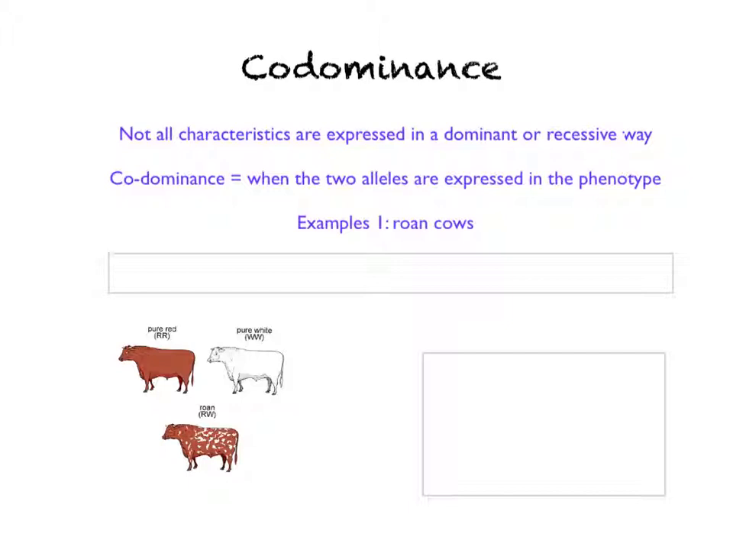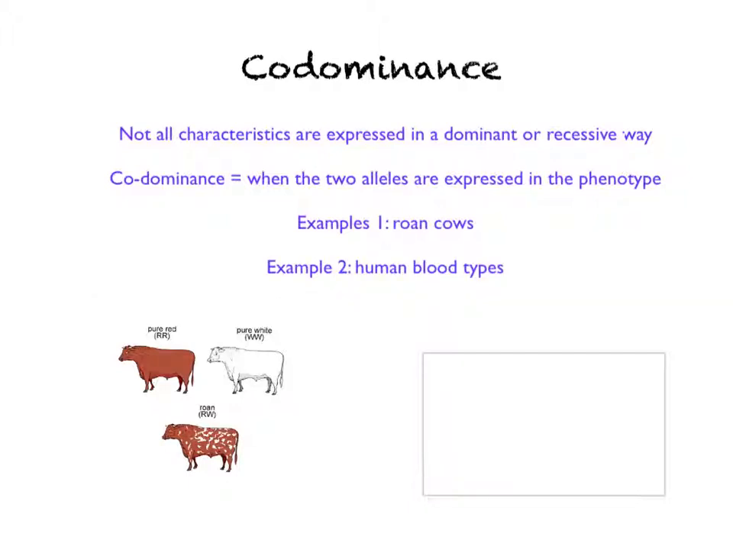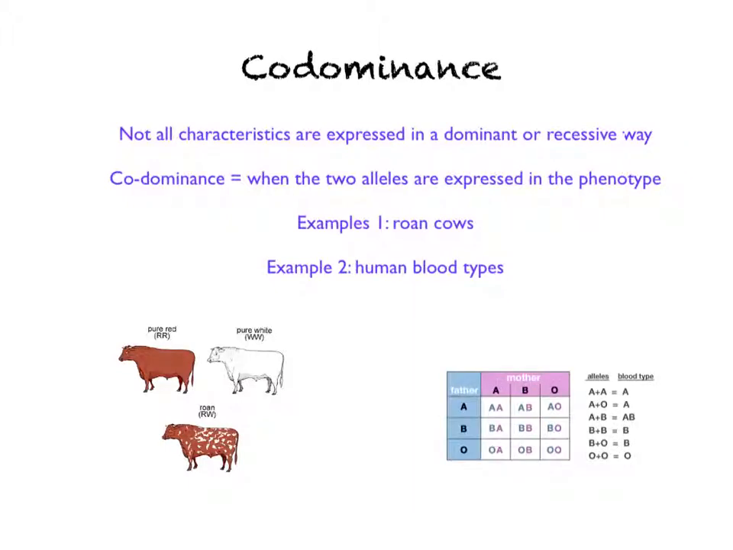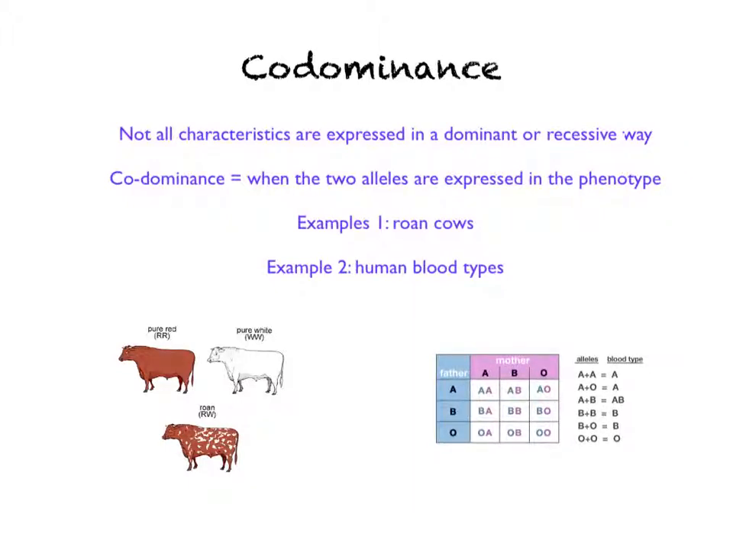A second example in humans is our blood type. Looking at this picture down here, we can see that there are a number of different blood types that we can have. We can either be A, AB, B, or O. An individual could have one of three different alleles that they can pass on to their offspring. So we can see here the allele combinations and the blood types that result.